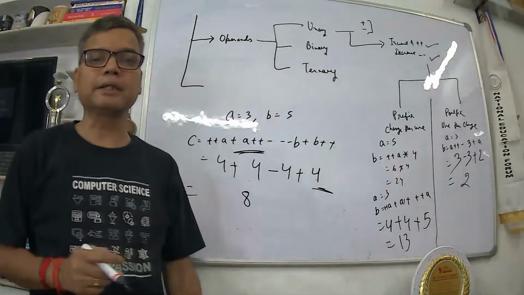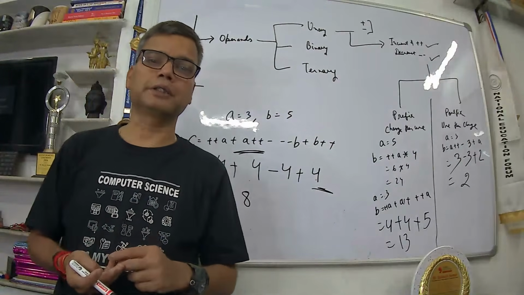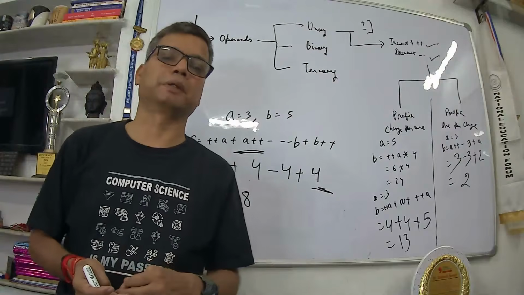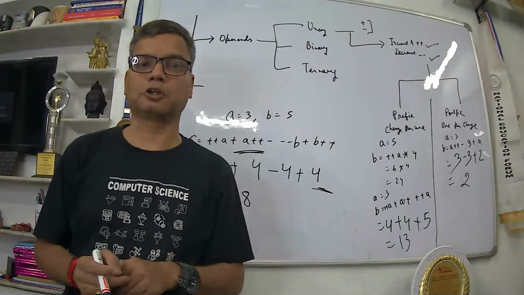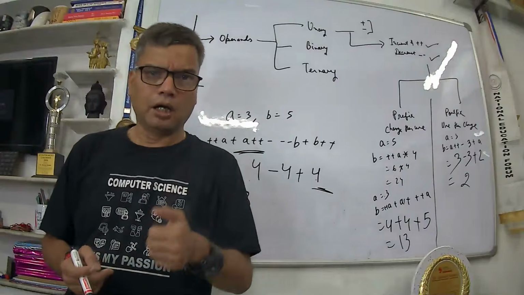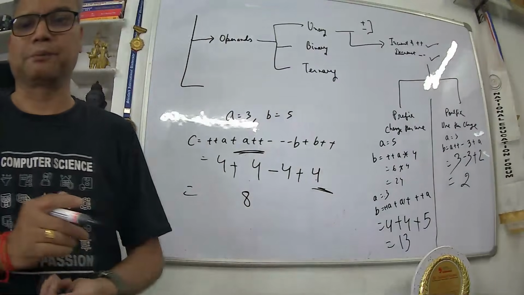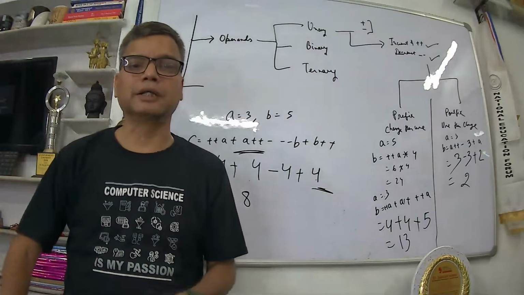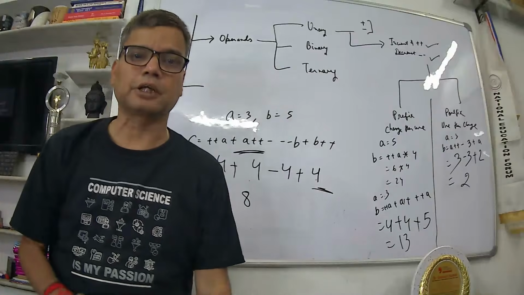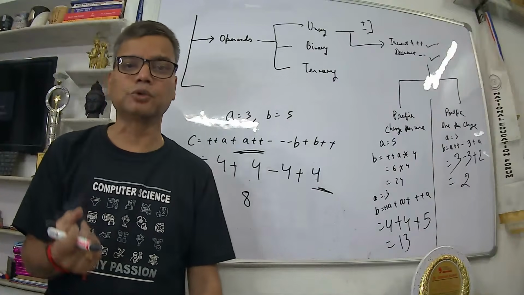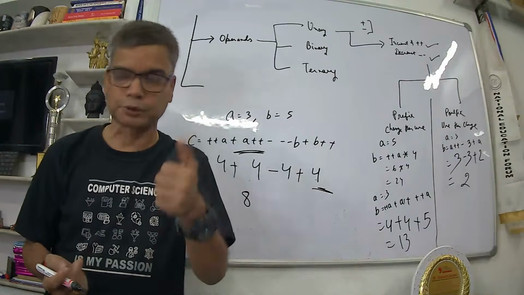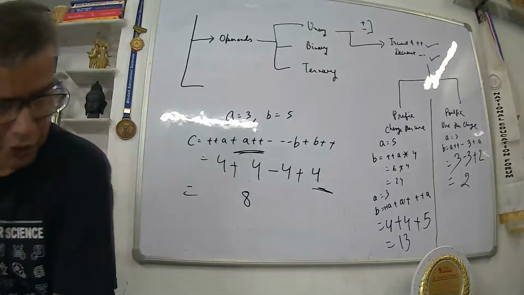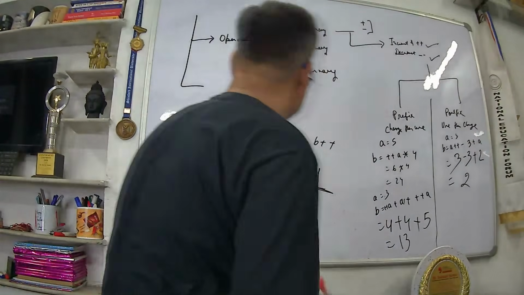The binary operators are those operators which work on two operands, like A plus B. Now this plus is the operator, A and B are the operands. Next we talk about the ternary operator. Ternary operators are also known as conditional operators. They are used in place of decision-making statements. The syntax of the ternary operator is like this.